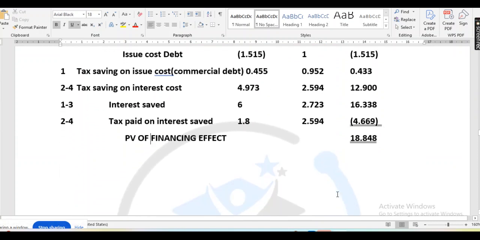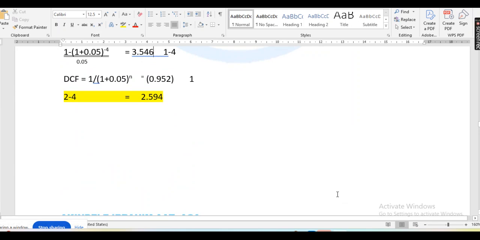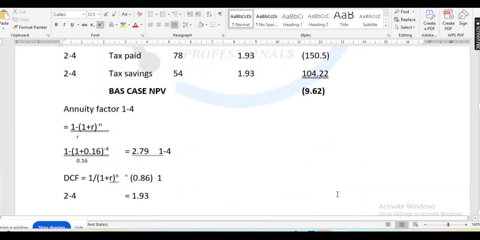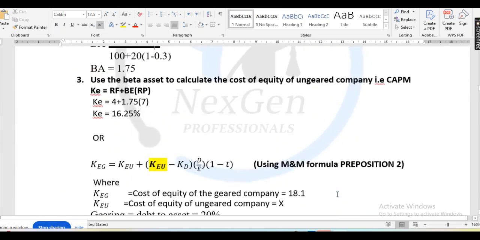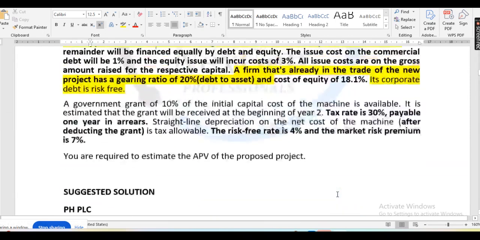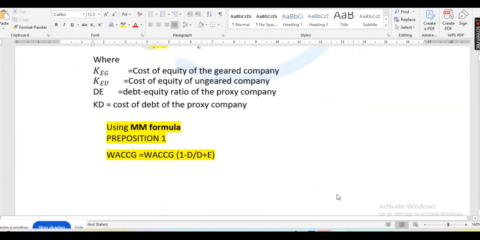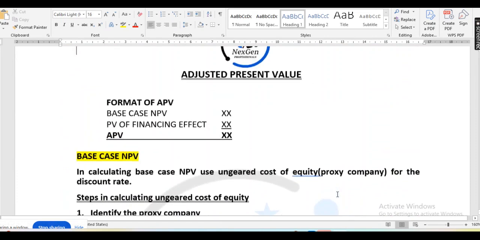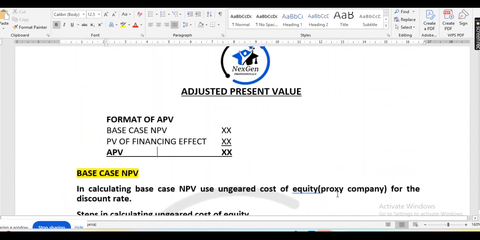So now, all these, the base case NPV and the PV of finance. Don't forget that it's just these two variables we're looking for. The base case NPV and the PV of finance. And we have to go through all this calculation, and we are looking for just these two, right? Is that not so? So I can copy this.